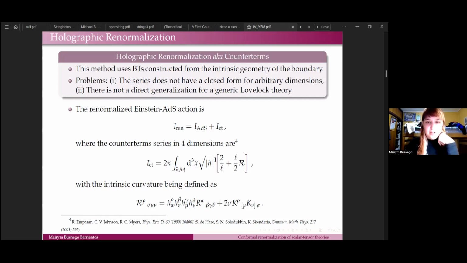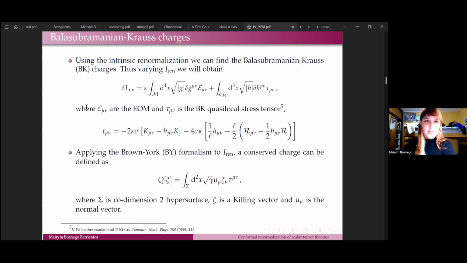This action is given by this, and we have here the intrinsic curvature that is being defined by this equation. We can use this renormalization method to calculate the Weyl-Subramanian-Krauss charges, that is sort of extension of the Brown-York charges that are used in flat spacetime. In order to do so, we then vary the action.